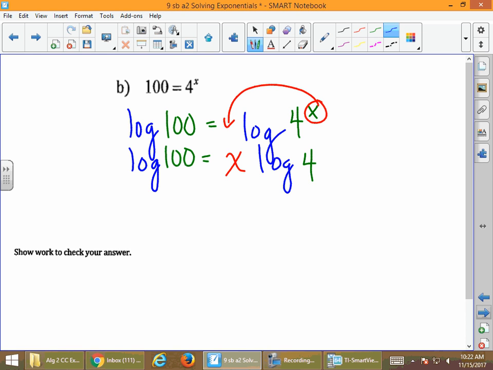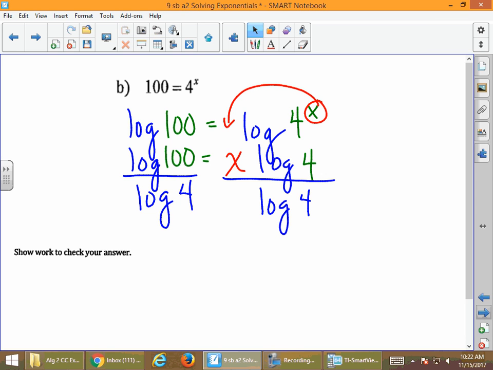Step 3. Isolate the x by dividing both sides, in this case by log of 4. We're going to divide this side by log of 4, and the left by log of 4. And then type it in a calculator. The thing is, if you don't have a calculator, at least on a test or a quiz where your friend might not be able to loan you their calculator, at least do that much so that we know that you know how to solve this.